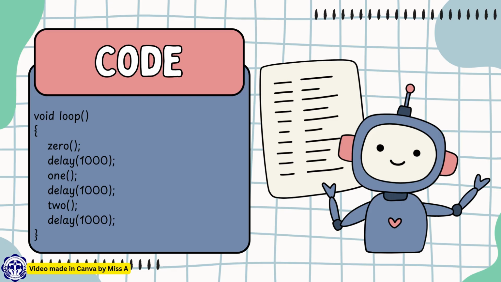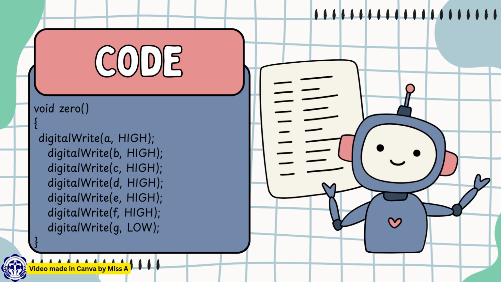The loop function is where the Arduino continuously runs the code to control the display. In this program, the functions zero, one, and two are called one after the other, each representing the segments that need to light up to display the numbers 0, 1, and 2. After displaying each number, the delay(1000) command pauses the program for 1000 milliseconds, or 1 second, so the number stays visible on the display before moving to the next one. This creates a simple sequence where the 7-segment display cycles through the numbers 0, 1, and 2 repeatedly.